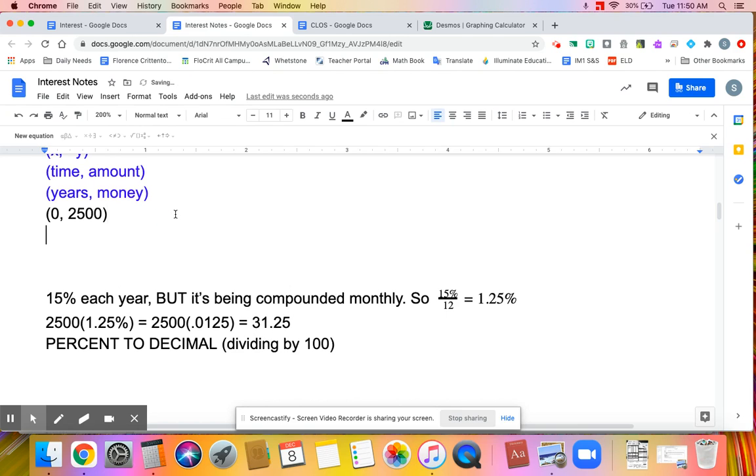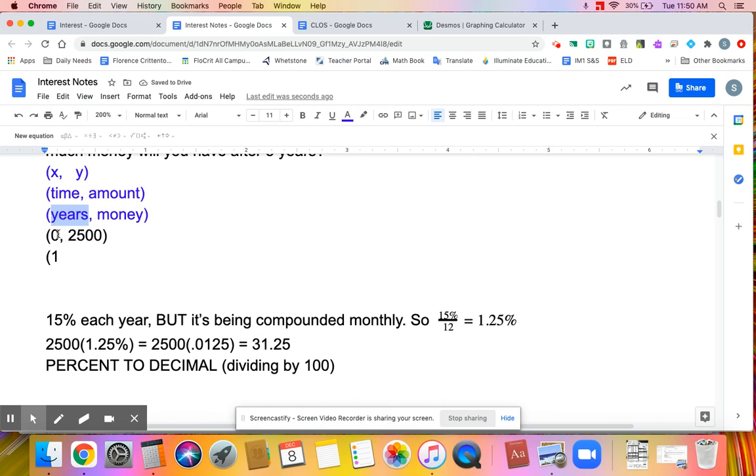So after 1 month, so it's not 1 here because remember my time is in years. So a month is 1 out of 12 because there's 12 months in a year. After a month, this is not how much money I have. I don't put that answer right here. That's how much interest I made.